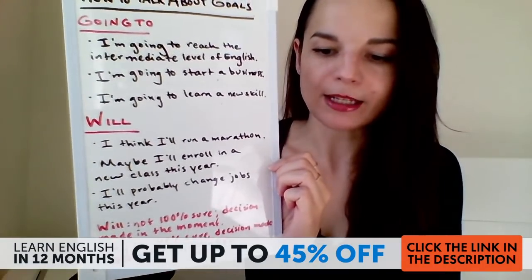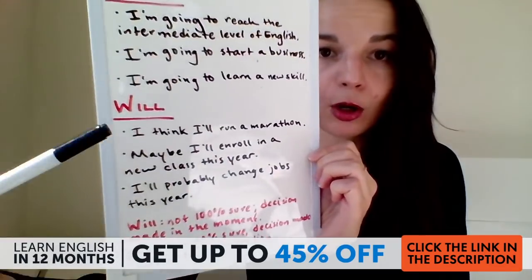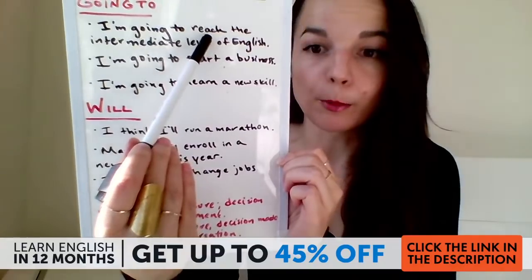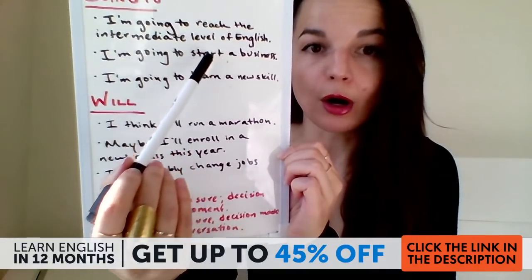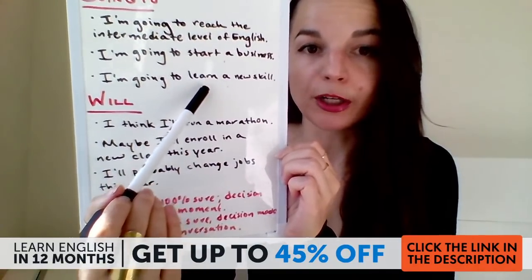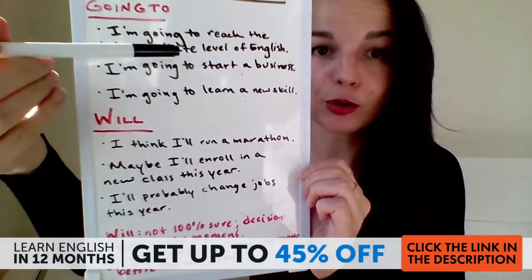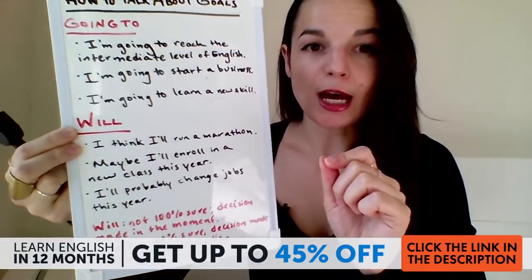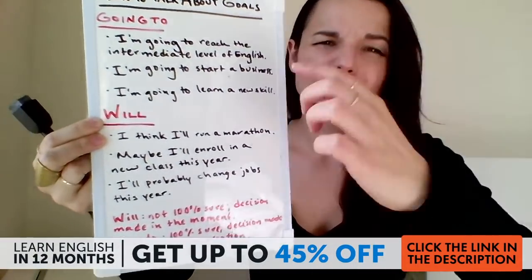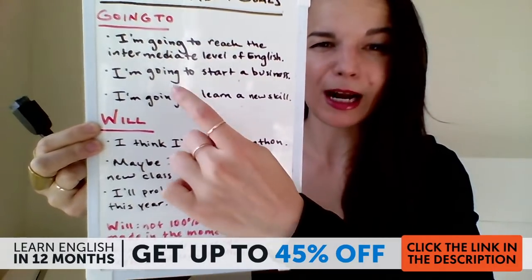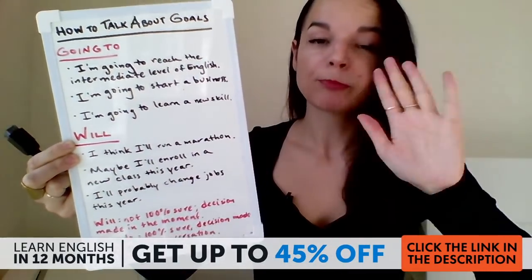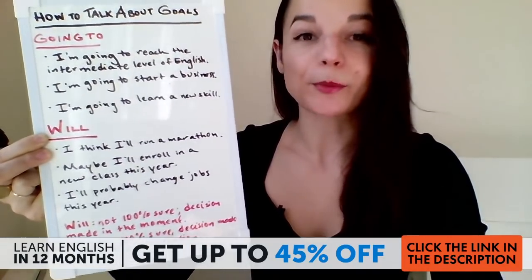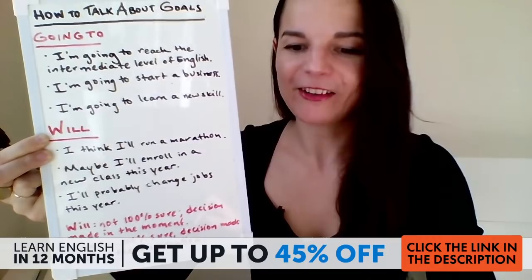Okay, so what's happening here? This going to is followed by the infinitive form verb, like reach or start or learn. I'm going to learn. I'm going to reach. I'm going to start, yeah? So make sure you don't use like I'm going to reaching, for example, or I'm going to starting or something like that. That is incorrect. Sometimes I see that mistake, so please be careful of that one.